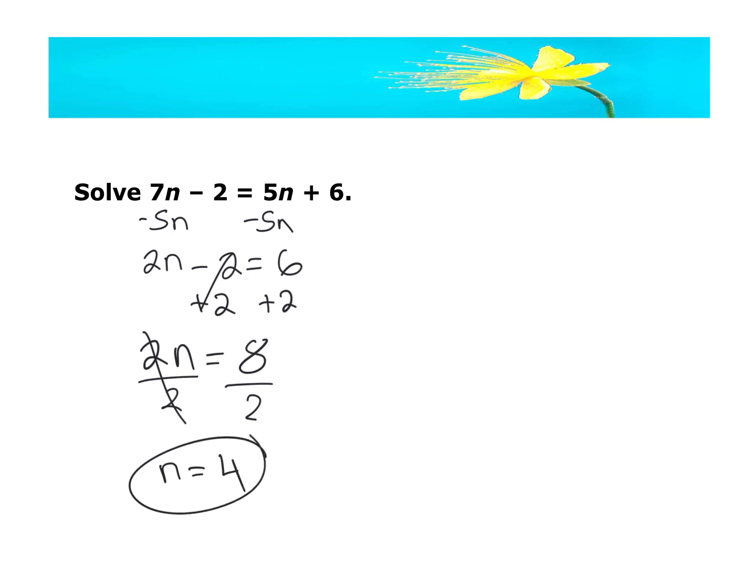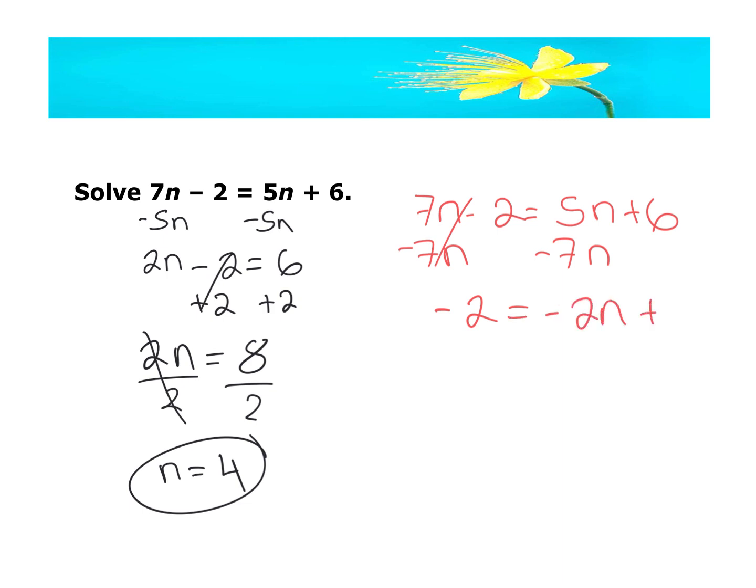Now guys, I'm going to rewrite it on the side. If you'd rather subtract the 7n first, that's okay too. You're just going to have a negative value, which you're going to have to get rid of at the end, as we always want the variable to be positive. But I'll show it to you guys anyway. If I subtract 7n, I'm going to get negative 2 is equal to negative 2n plus 6. Then I'm going to subtract both sides by 6 in order to get rid of the 6 on the right. And that's going to give me negative 8 is equal to negative 2n.